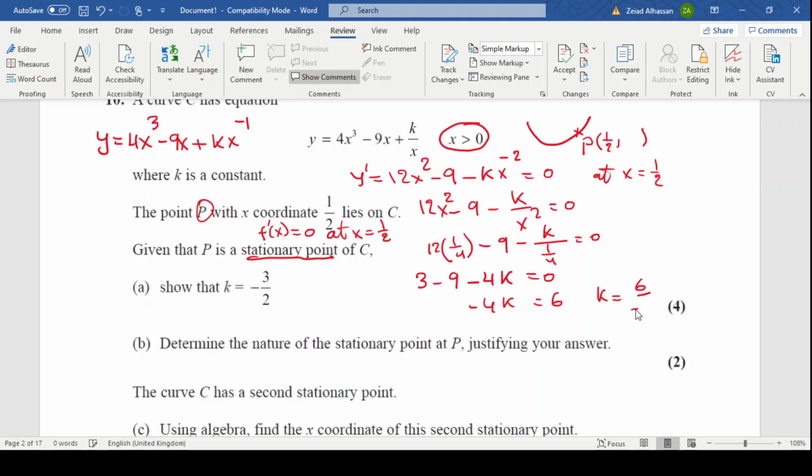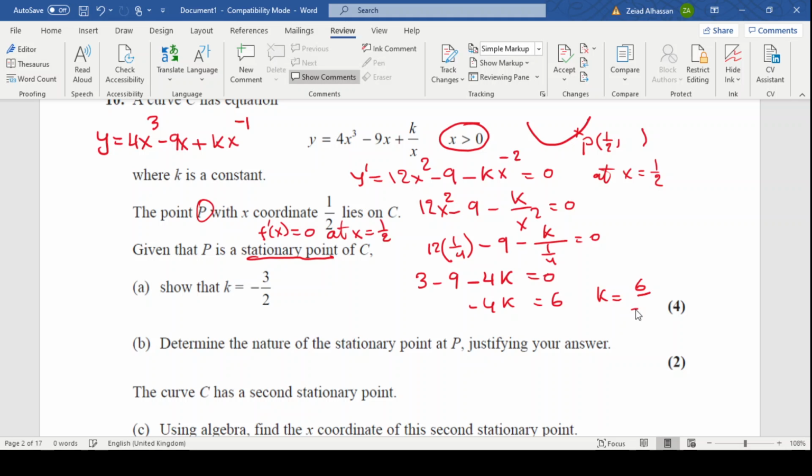Determine the nature of the stationary point. So this is a stationary point at x equals half. The nature means we will do the second differentiation and substitute the value of x equals half into the second differentiation. So let's go over here. This is your first differentiation.